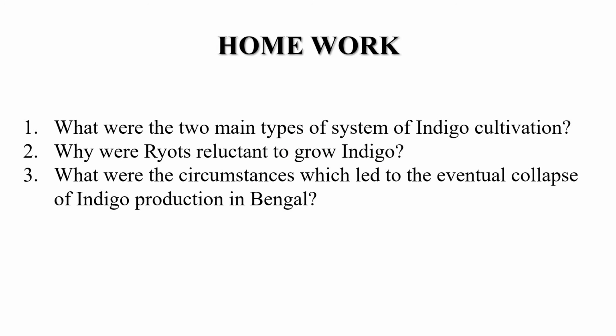Your first question is, what were the two main types of system of indigo cultivation? Your next question is, why were ryots reluctant to grow indigo? And your third question is, what were the circumstances which led to the eventual collapse of indigo production in Bengal?